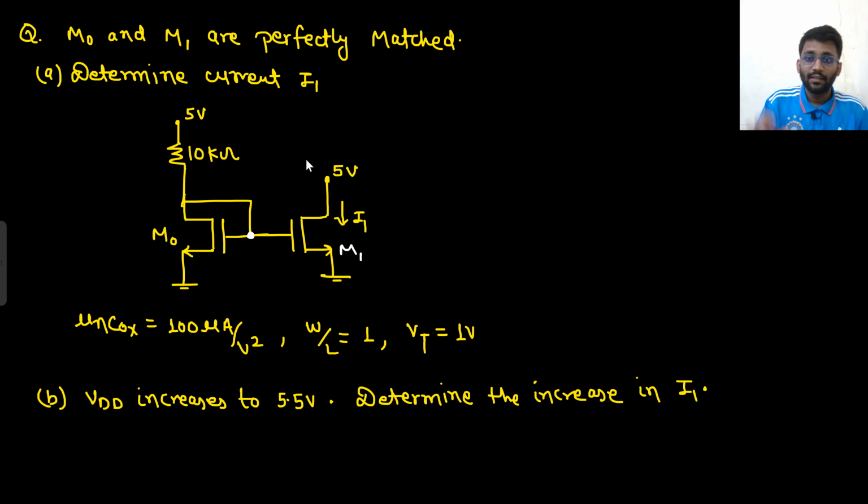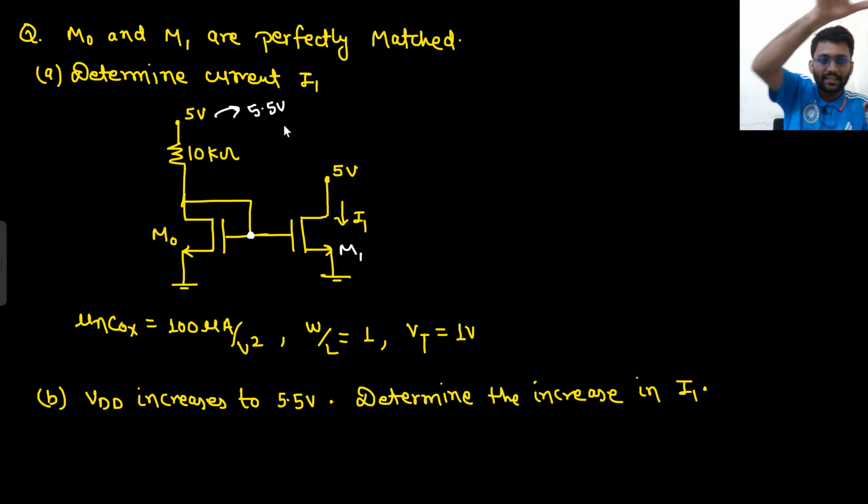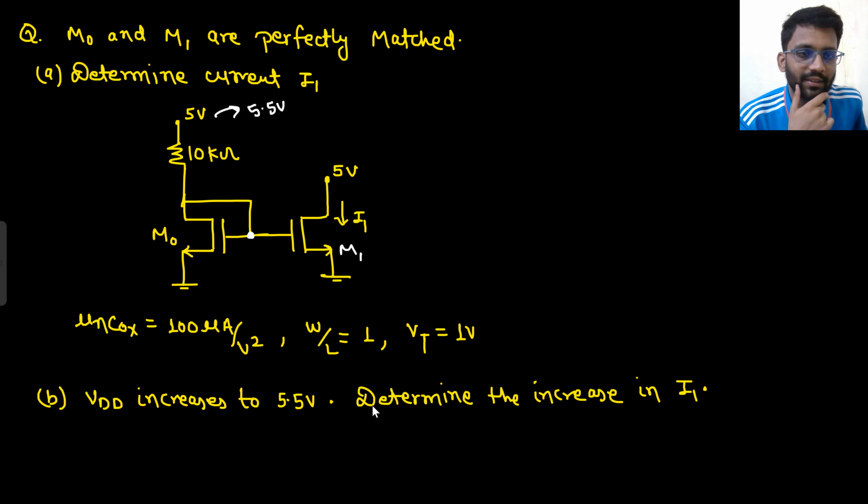What they are saying is the voltage is going from 5 to 5.5, right? So there is a very small change in the voltage, and based on that there is a change in current, delta I. So can I apply the small signal analysis here? Yes, I can apply the small signal analysis.